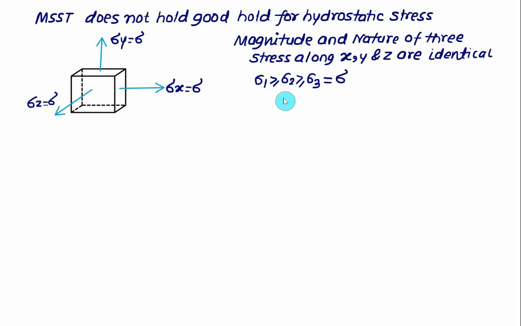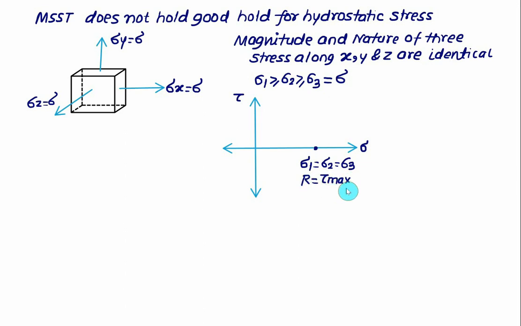So let's say we have the sigma axis and this one is the tau axis. This time all the values are positive. So this value represents sigma 1 as well as sigma 2 equal to sigma 3. So Mohr's circle is a point here, and the radius r, which represents the value of tau max, or tau max absolute, they are one and the same and they are equal to 0. And if you are not able to define the tau max, then the maximum shear stress theory does not hold for hydrostatic stress. This is an objective question that may be asked in the examination.